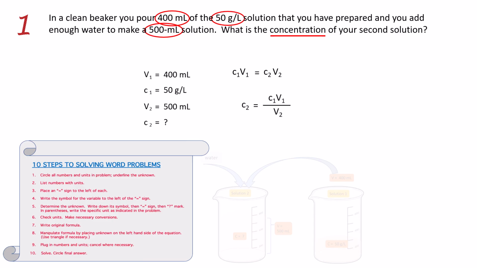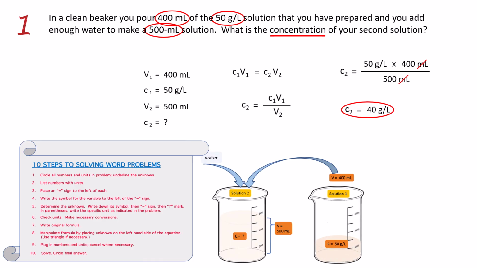Step 9. Plug in numbers and units. Cancel where necessary. In the setup, the units, milliliters, cancel. Step 10. Solve. Circle final answer. We use the calculator to multiply 50 by 400 and divide by 500. This gives 40 for the number, and we are left with gram per liter as the unit. Circling the final answer gives the satisfaction that we have expressed the answer as a complete statement and that we're done.